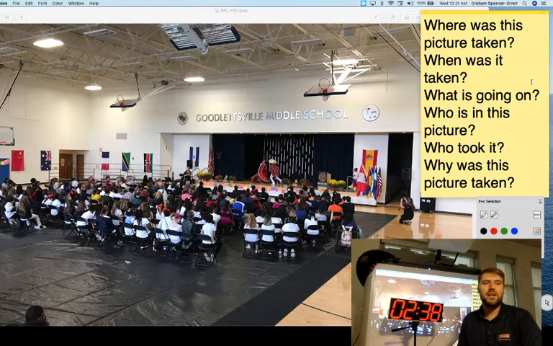What's going on in this picture? What makes you think you know what's going on in this picture? Who is in this picture? Are there people? Obviously, there's people in this one. Sometimes there won't be. But who's in this picture? Who took this picture? And why did the person who took this picture take it? So pause the video here, answer those questions, and then I will reveal the answers to all of those in a video that I'll post on Friday.